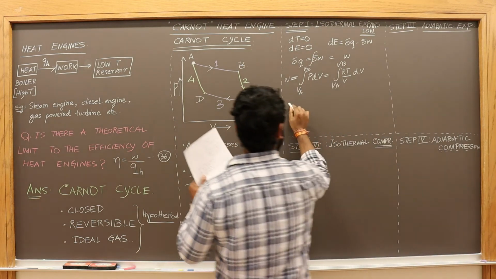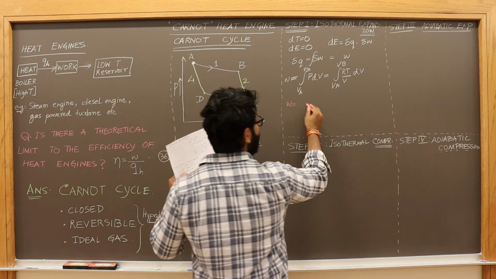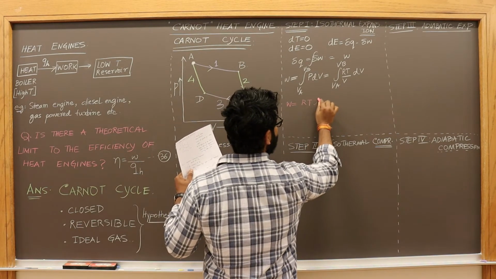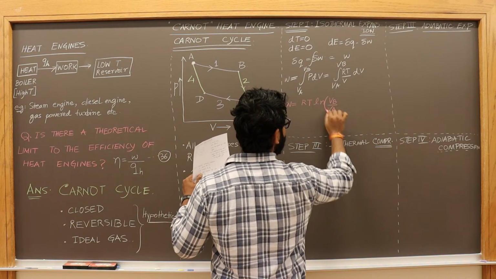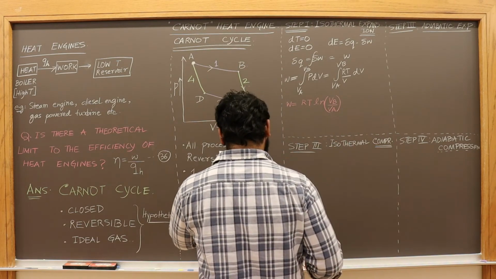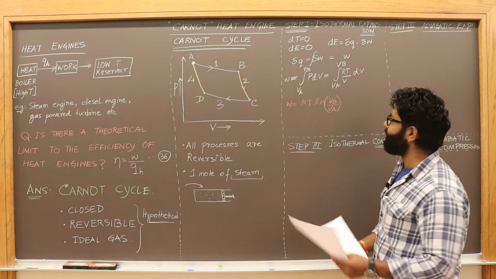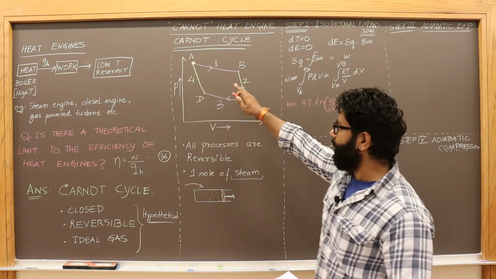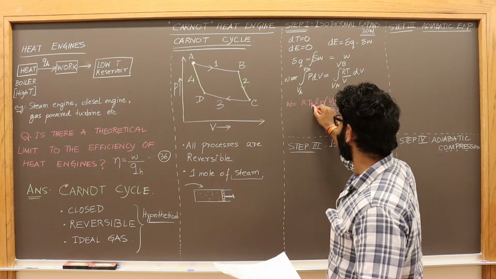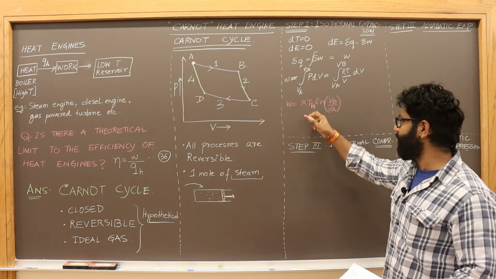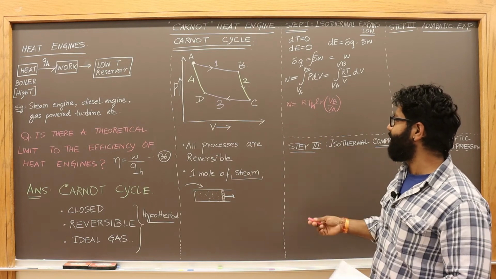Now the work in here becomes RT ln(VB/VA). The temperature here was constant, and that was the temperature of the heated reservoir, so this is represented by TH. The hotter temperature is TH, and when we have the colder temperature, we'll represent that with TC.